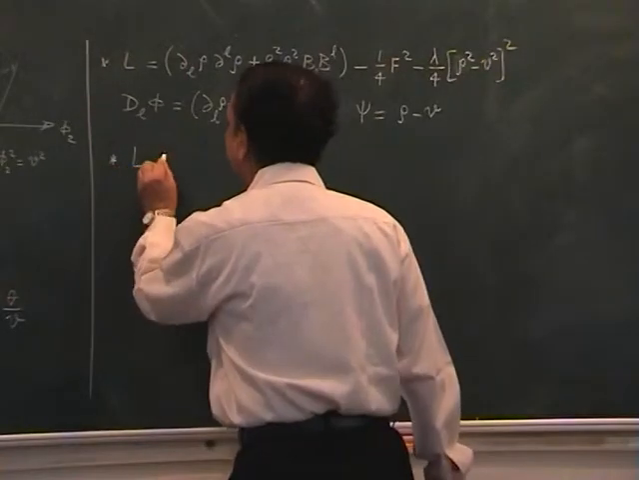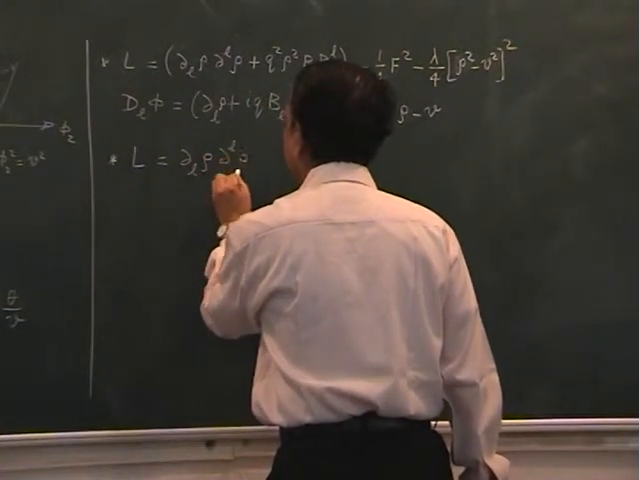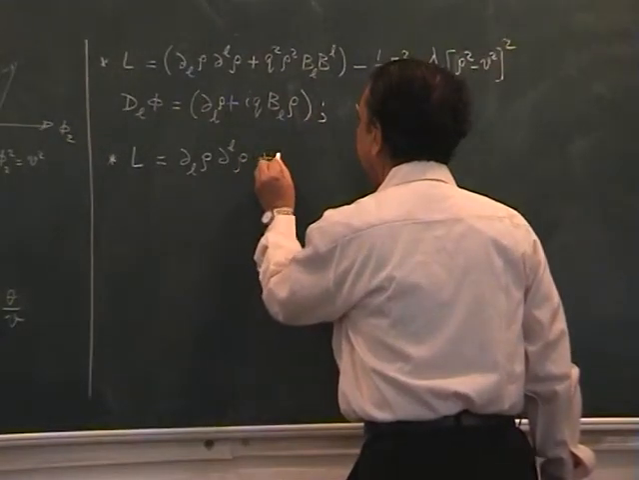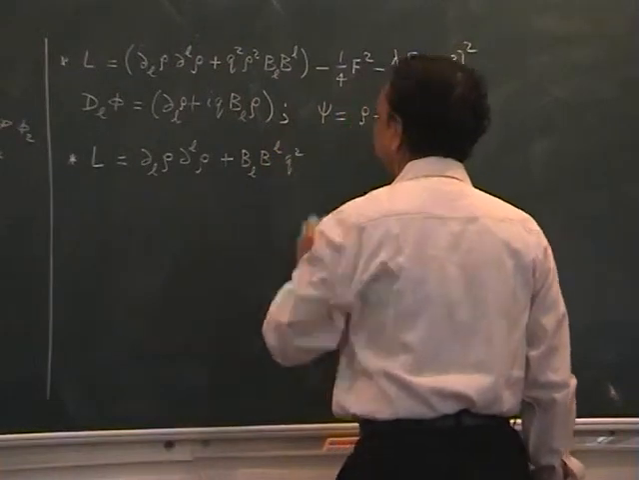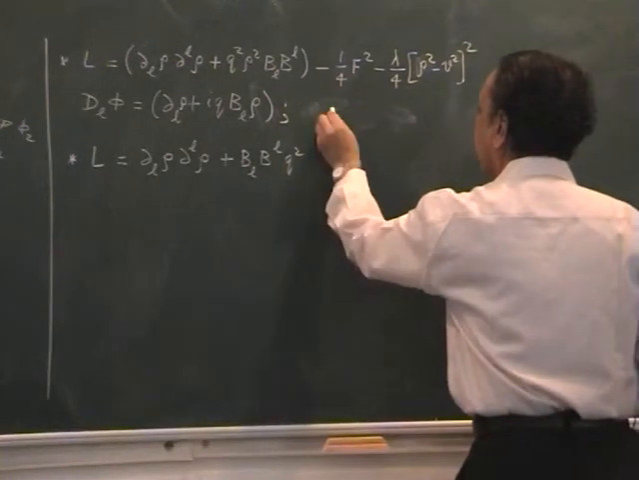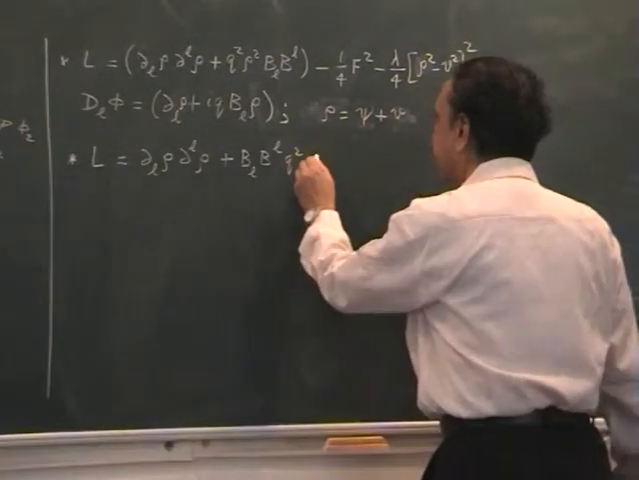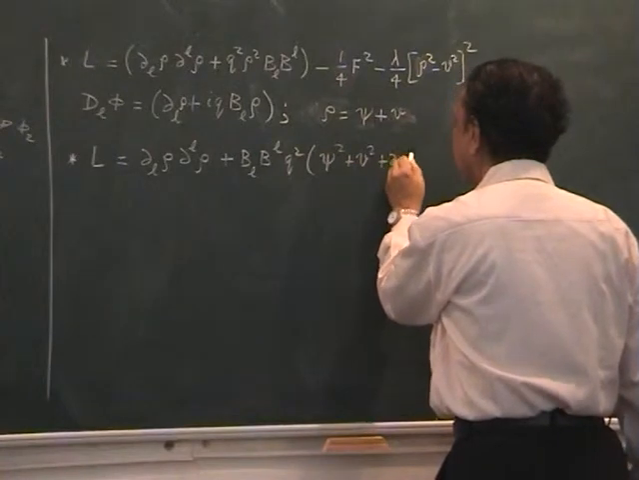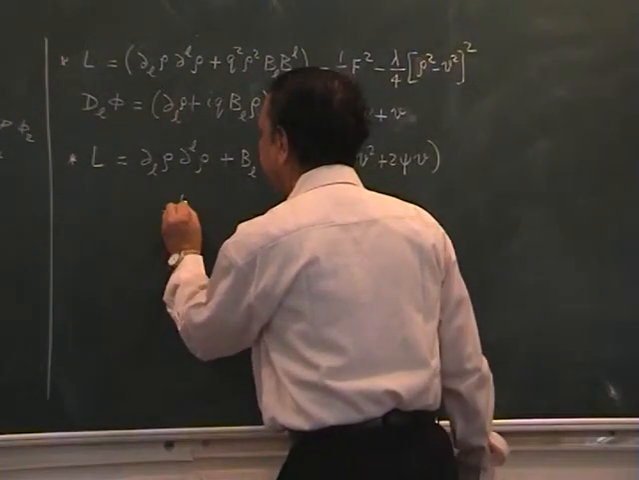The Lagrangian will have the derivative term of rho, that part is fine. Then let us look at this. So here I have plus B_μ B^μ times q squared, and I want to write rho squared, so rho is psi plus v, that is probably better. Okay? So the rho squared is going to be psi squared plus v squared plus 2 psi v. This is this term. Nothing needs to be done with the 1/4 F squared term.